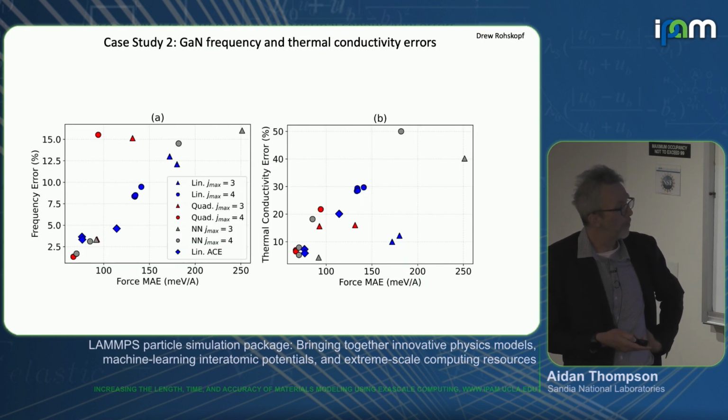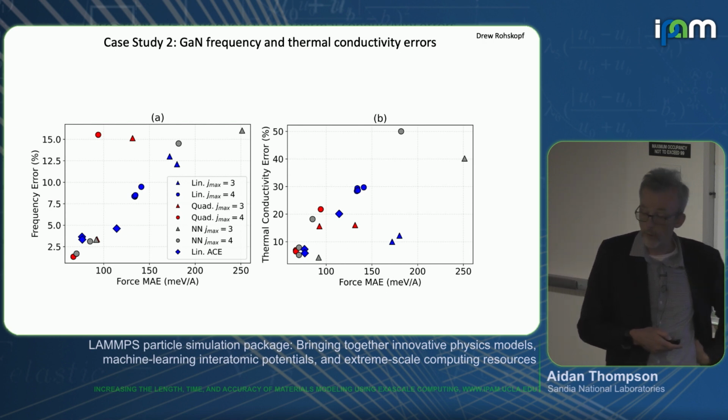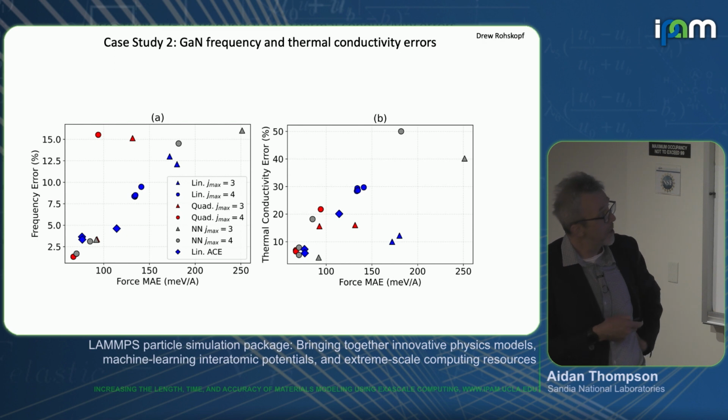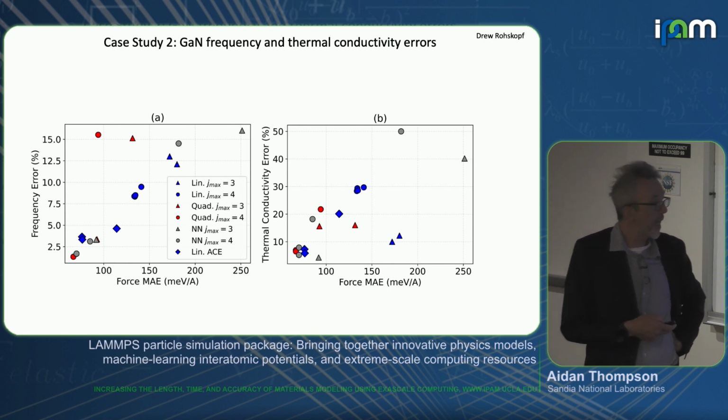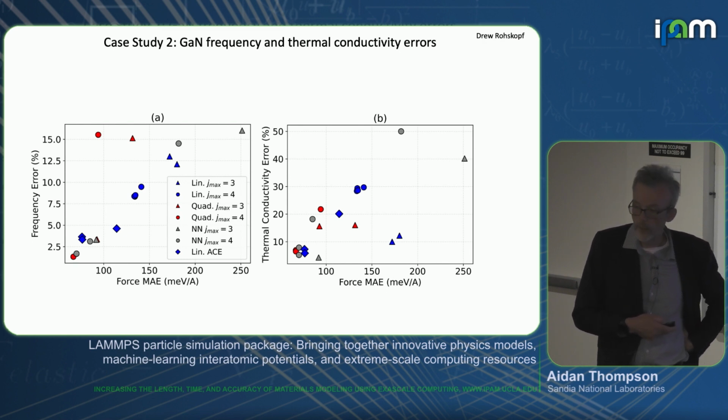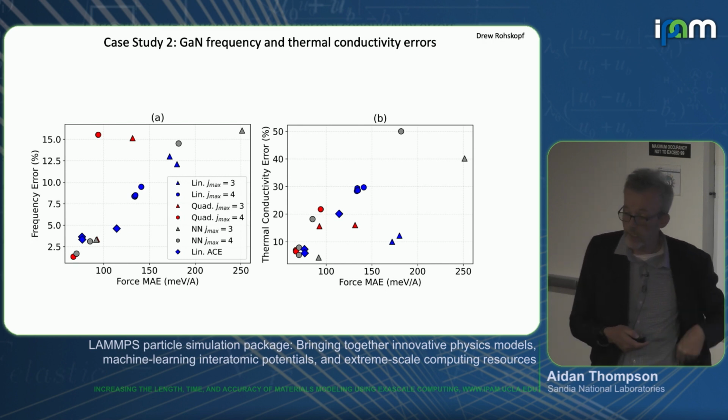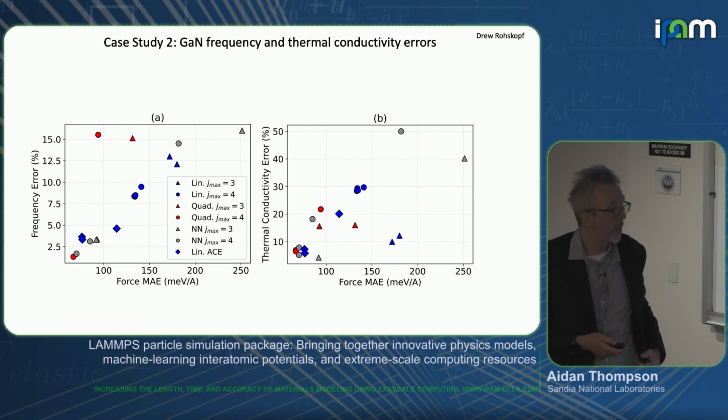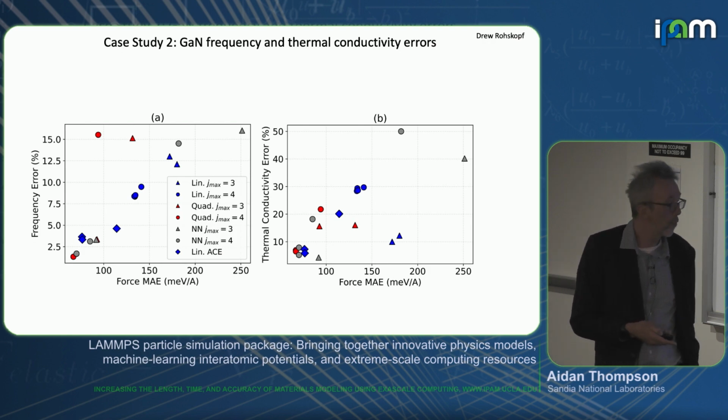Okay, so now I'm probably running lower on time, but I'll just say that Drew has repeated this exercise with several other interesting material science systems. In this case, he looked at phonon frequency and thermal conductivity in gallium nitride crystals and saw, again, this very strong positive correlation between property error and force error.